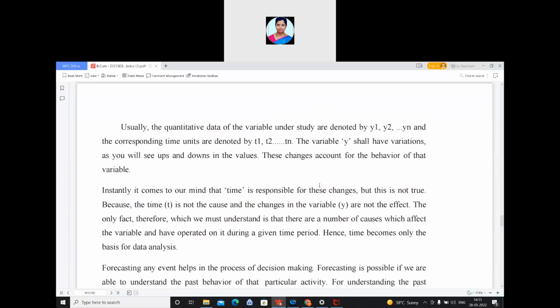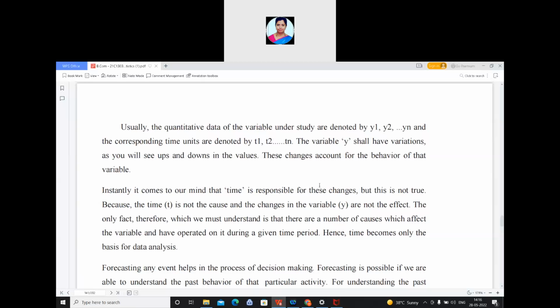Now we will talk about quantitative data. Quantitative data of a variable under study are denoted by y1, y2, etc., yn, and the corresponding time units are considered as t1, t2, etc., tn. The variable y shall have variations, with ups and downs in the values. According to the time, it may vary.